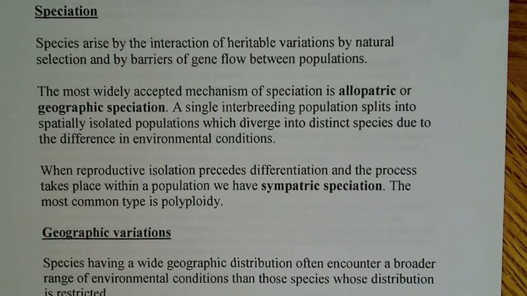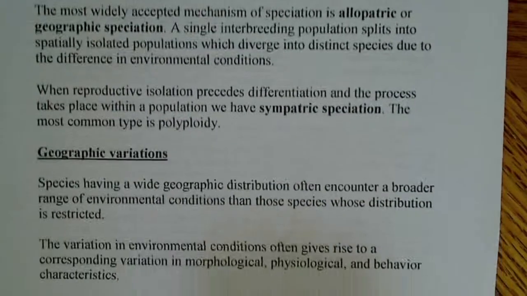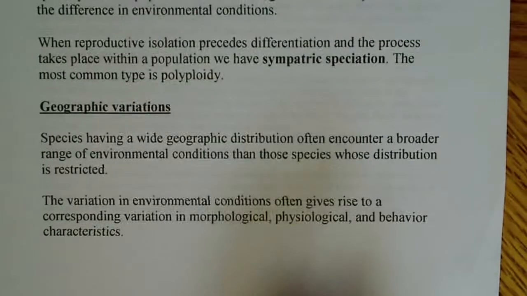So it can also happen when reproductive isolation precedes differentiation, and the process takes place within the population. Then we have sympatric speciation, in which case the most common type is polyploidy. So that's not as important, but it's still worth noting. And then we have geographic variations. Species having a wide geographic distribution often encounter a broader range of environmental conditions. So that makes perfect and intuitive sense.